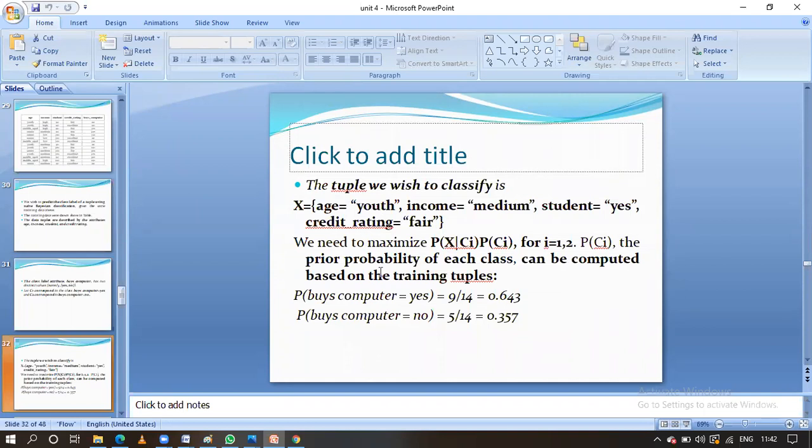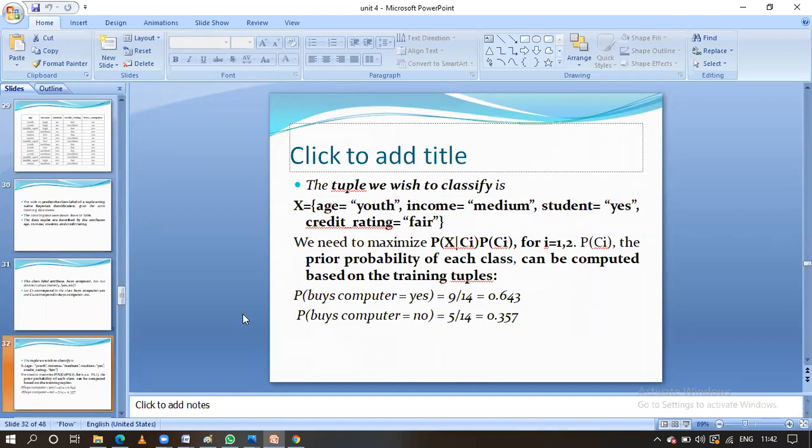For that, with the help of Naive Bayesian classification, we have to calculate the probability of X given Ci. When i equal to 1, C1 is buying a computer equal to yes. When i equal to 2, that belongs to the person with this data, age youth, income medium, student yes, credit rating fair, but buying a computer equal to no. He is not able to buy a computer; that is C2, guys. For these two classes, we have to find out the probabilities. Let us find out Ci.